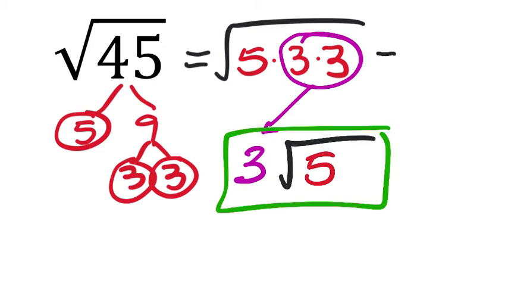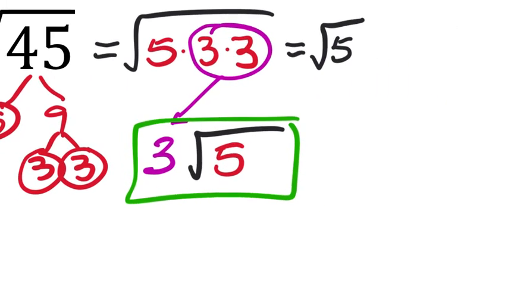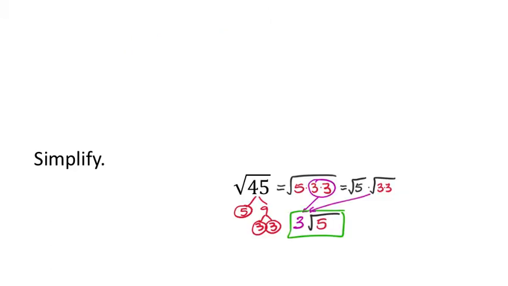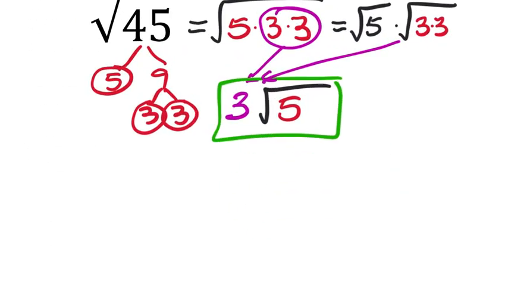Now, another way to look at this is breaking it up individually. So you have the square root of 5 times the square root of 3 times 3, which is, again, 3.